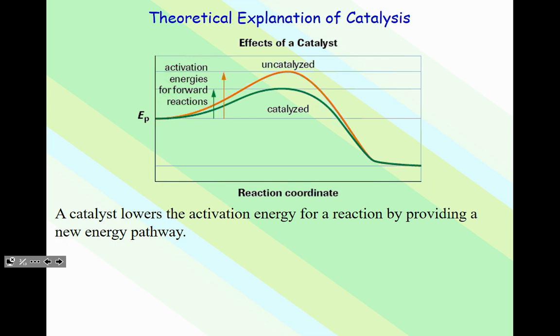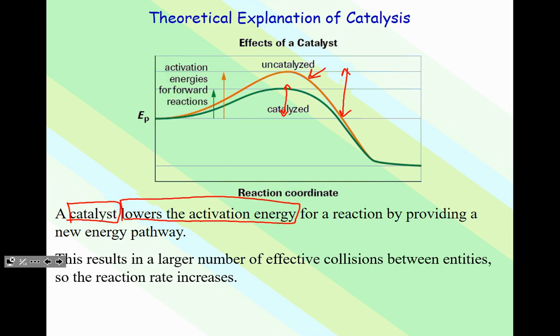A catalyst lowers the activation energy. So for thermo in particular, what a catalyst is going to do is lower the activation energy. So it's going to bring that down. So this is an uncatalyzed reaction. You need more activation energy. If I add a catalyst, it's going to lower the activation energy required for the reaction to occur.